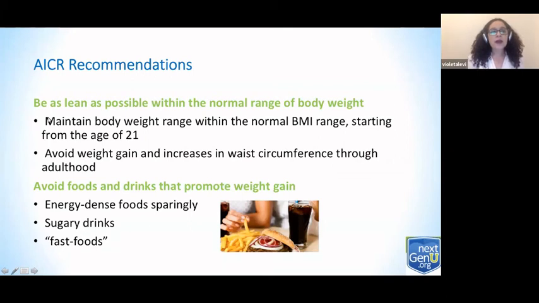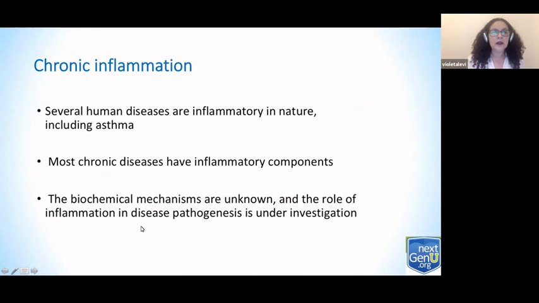And then we can see the AICR recommendation: be as lean as possible within the normal range of body weight. Maintain body weight within the normal BMI range starting from age 21. Avoid weight gain and increases in waist circumference through adulthood, and avoid foods and drinks that promote weight gain. Consume energy-dense food sparingly, and avoid sugar drinks and fast food. These are the worst things for cancer reduction. To avoid processed foods is the best.